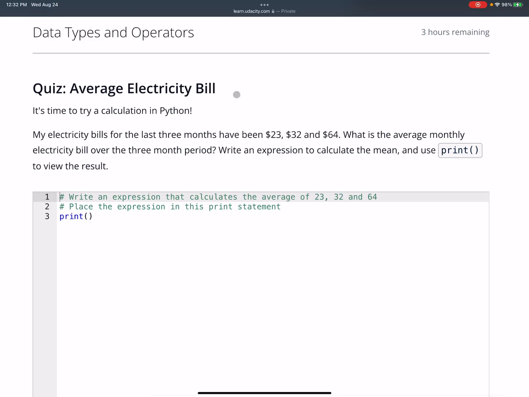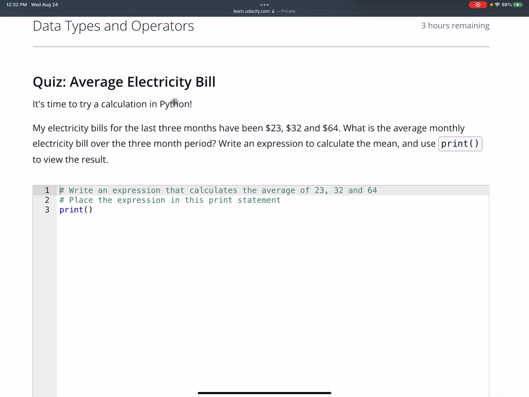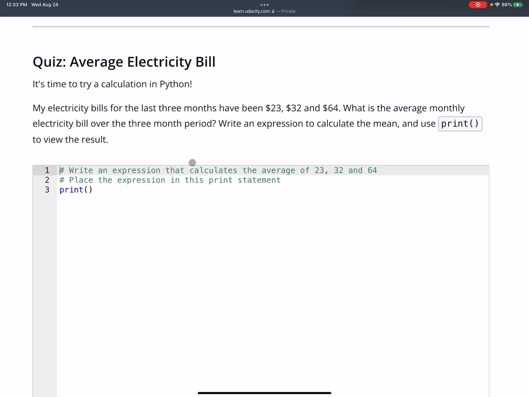All right, so we're gonna take an average electricity bill. These are the three numbers, right? When you take the average of something, what do you just do? You just add them together and divide it by 3, right? So what I'm gonna do is I'm just gonna do 23 plus 32 plus 64.